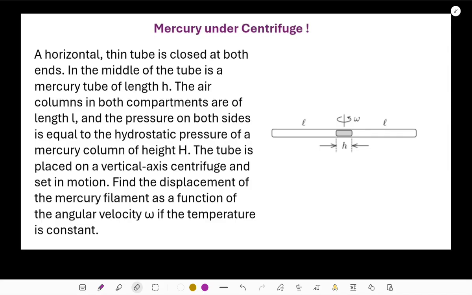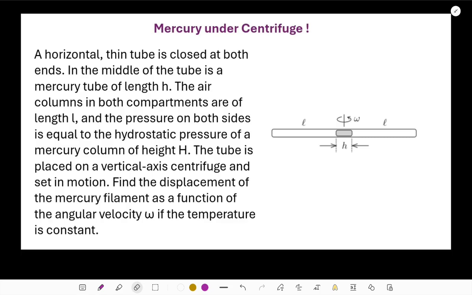And we have a problem from fluid mechanics at our screen, and it says Mercury under centrifuge. So let's take a look at the content of the problem.